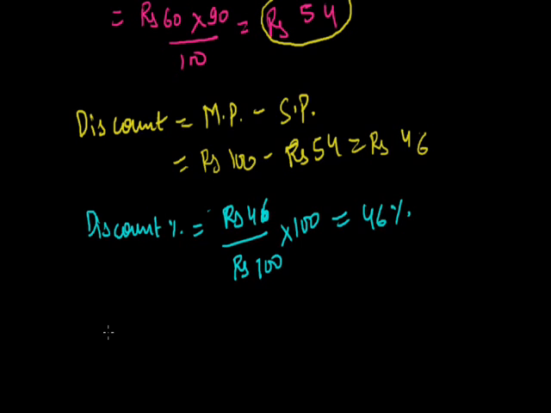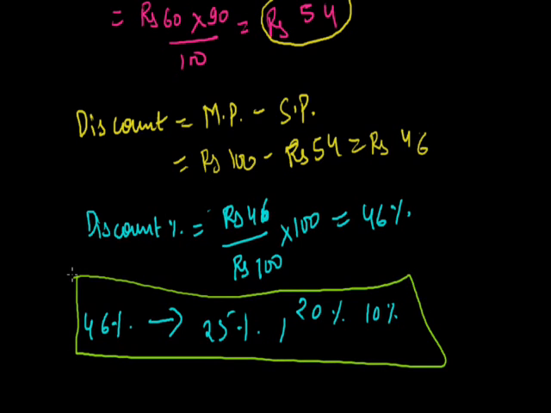So if we allow a single discount of 46%, it will be equivalent to the series of discounts of 25%, 20% and 10%. So instead of allowing these three discounts, we can simply allow a single discount of 46%.